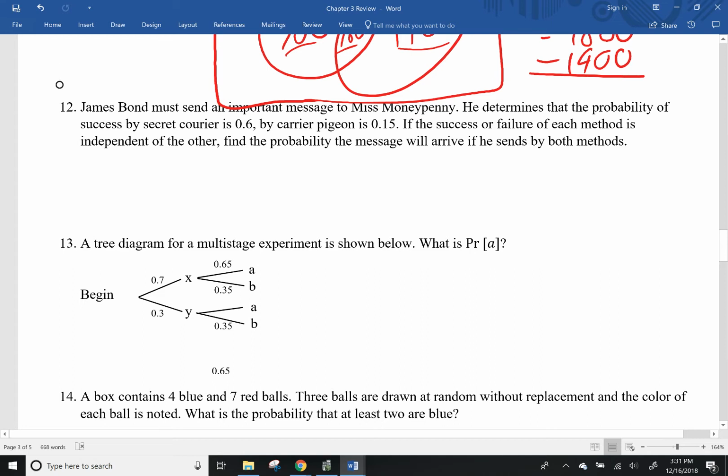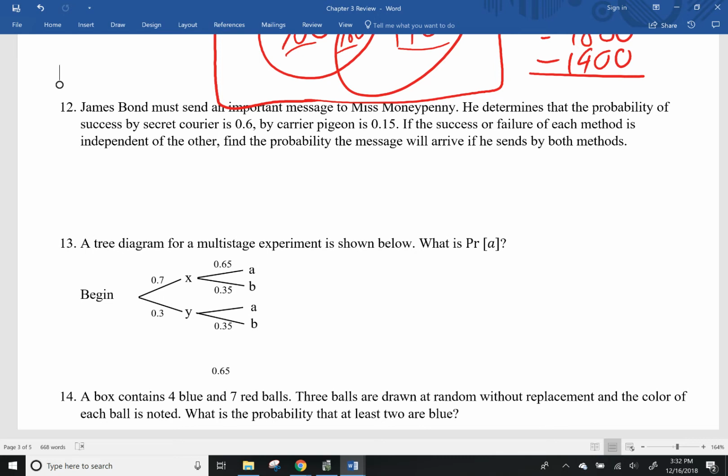Number 12, James Bond must send an important message to Miss Moneypenny. He determines that the probability of success by secret courier is 0.6, by carrier pigeon is 0.15. If the success or failure of each method is independent of the other, find the probability the message will arrive if he sends by both methods. So the key to this problem is finding out the probability of them both failing. It's easier to find out the probability of them both failing than it is to find the probability of one succeeding or the other succeeding or both succeeding, because that's a lot of different things to calculate.